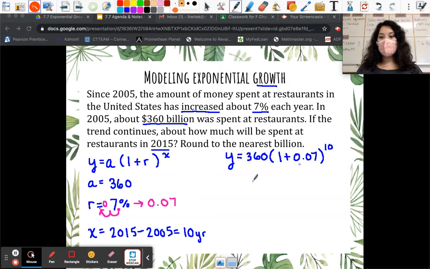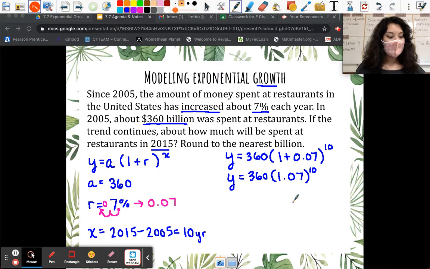I need to do what's in parentheses first. That's going to be quick and easy. I can do this part without a calculator. And now I can't do this part without a calculator. I need to evaluate this power before I multiply. Remember, exponents before you multiply, just like it says in PEMDAS.